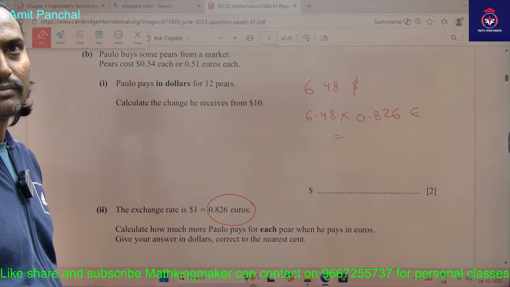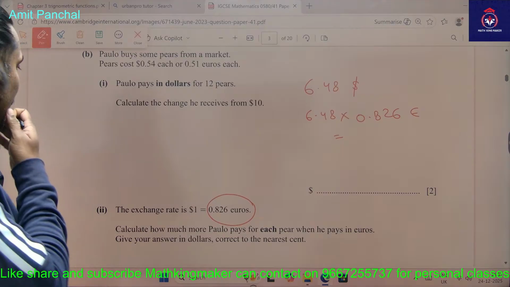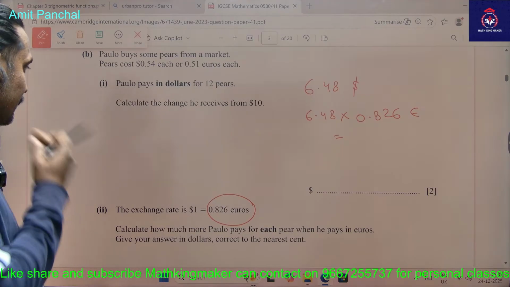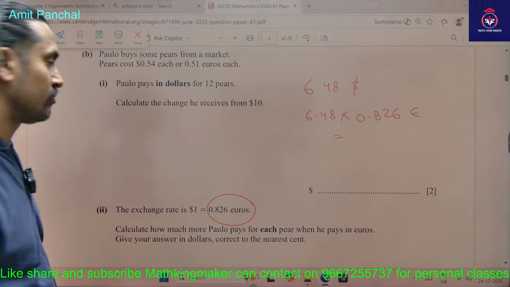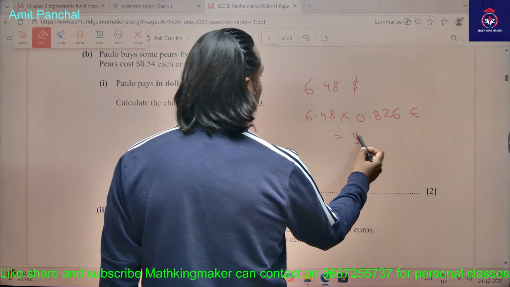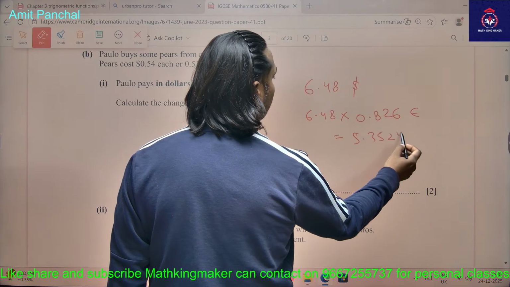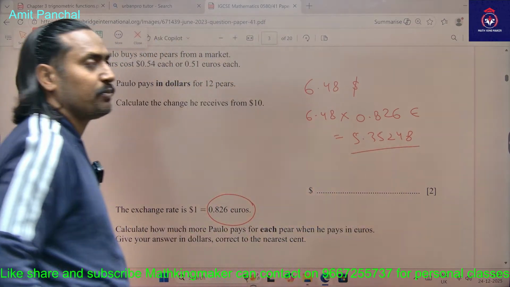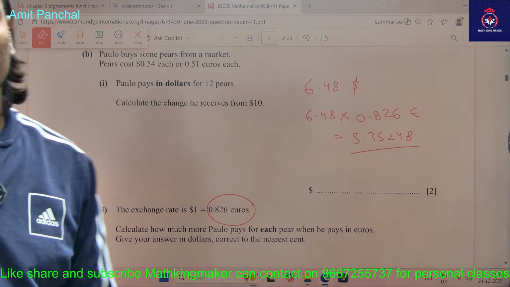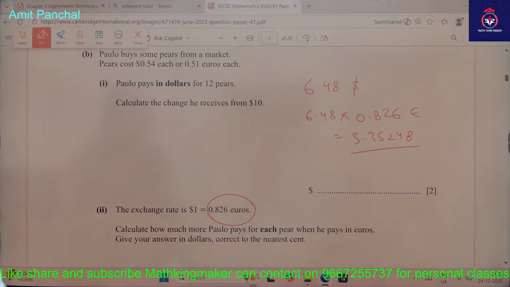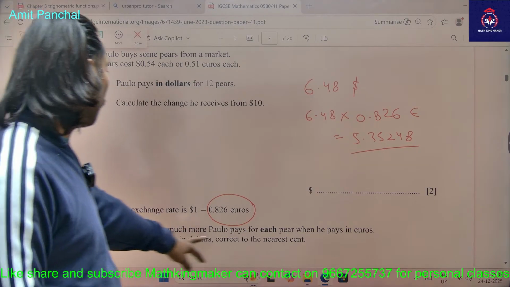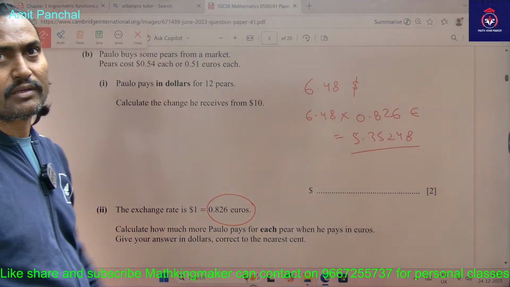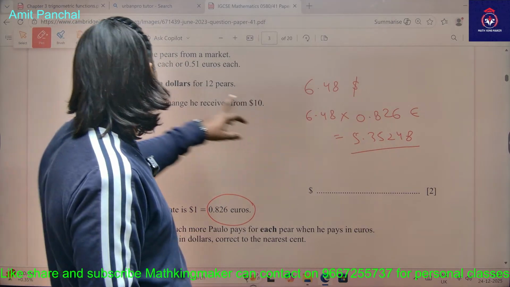For some reason, I didn't do it that way. Where did I put my calculator? 6.48 times 0.826 is 5.35248. So that much extra he has to pay. That's how many euros he's paying in, right? Yeah. But the question is, for each pear, how much are you paying? So that is paid for 12 pears.